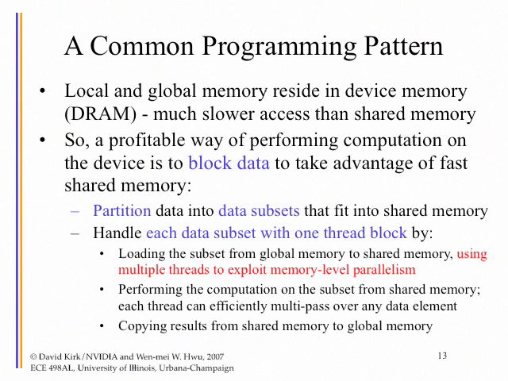And hopefully the 256 loaded into a shared memory will be used by thousands and thousands of times across these threads to take advantage of the locality, and then you will move on. Performing the computation on the subset from the shared memory, each thread can efficiently multipass over the data element, and then you copy the result from the shared memory back to the global memory. So in terms of matrix multiplication, we're going to come back to this point and show you how you can dramatically reduce the memory access bandwidth, okay, by using shared memory on tiled data.